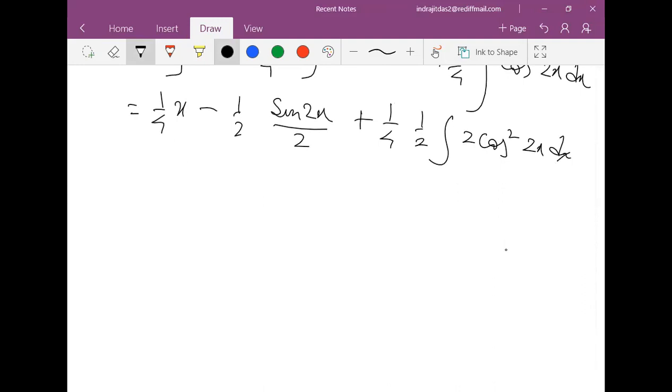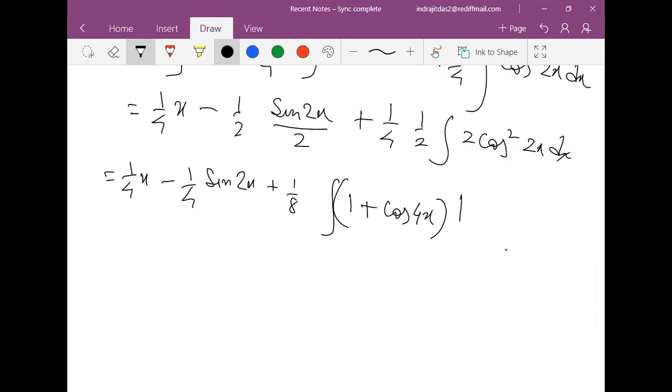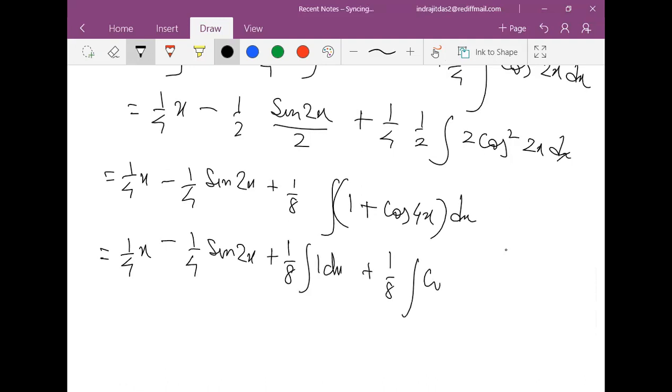Now it is okay. This is 1 by 4x. This is 1 by 4 sin 2x, so it is a bigger answer. This is 1 by 8, and 2 cos square x is 1 plus cos 4x. Again a trigonometric formula, so you need trigonometric relations in solving this type of problem. So this is 1 by 4x minus 1 by 4 sin 2x, because already done, and this will be 1 by 8 integral of 1 dx plus 1 by 8 cos 4x. It's a big one, dx.